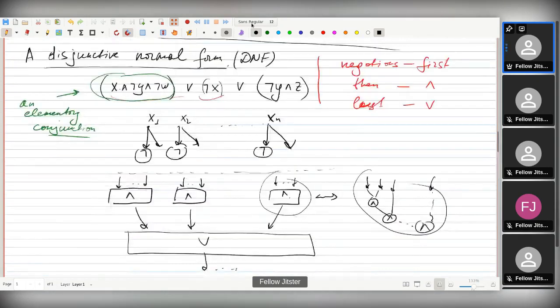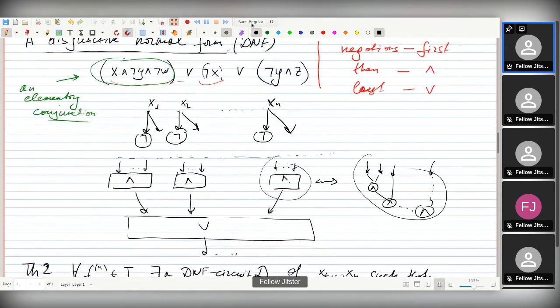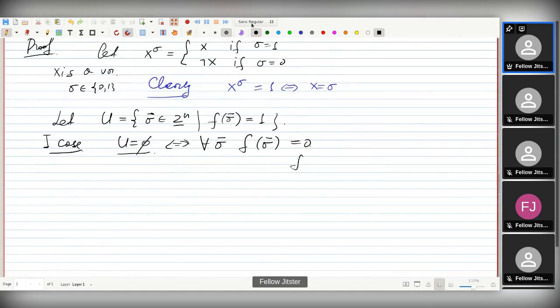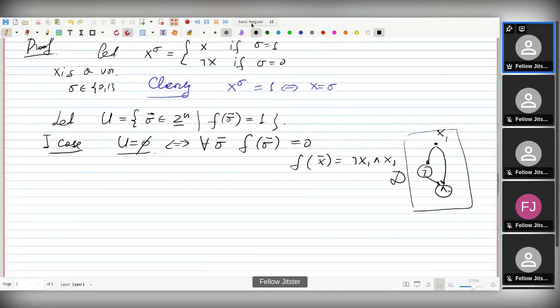How can we construct a circuit of this form which always gives us 0? It is very easy. We see that our function is just not x1 and x1. So we may construct such a circuit. All the other inputs are ignored. And here we have such a DNF for our function, not x and x. Okay.